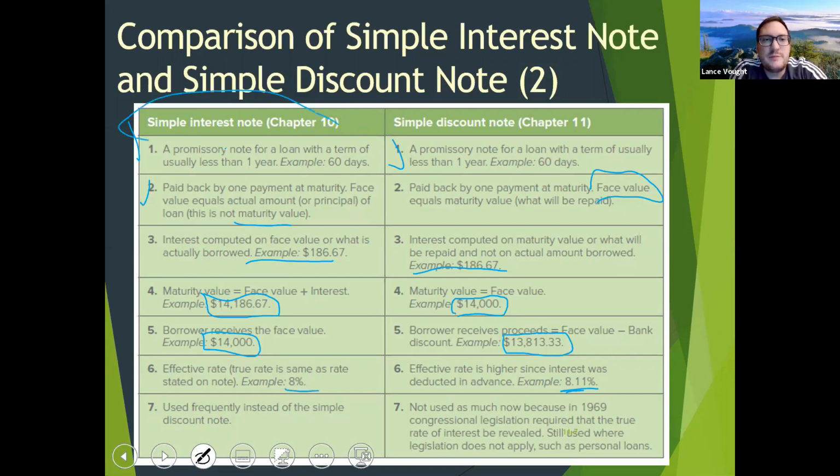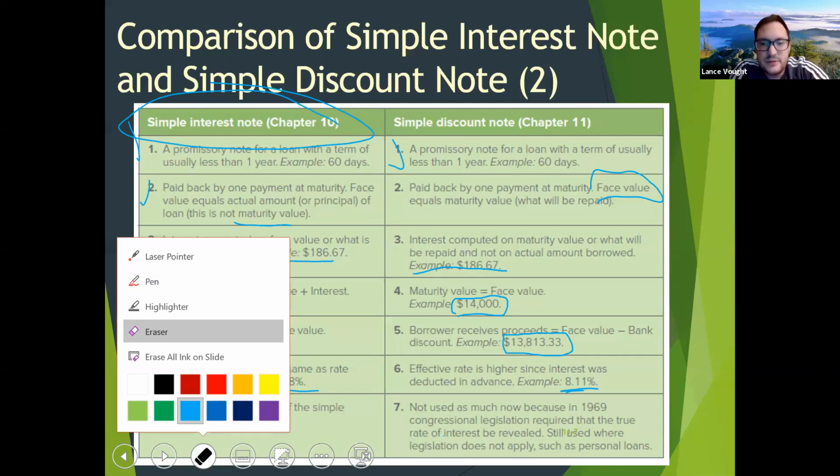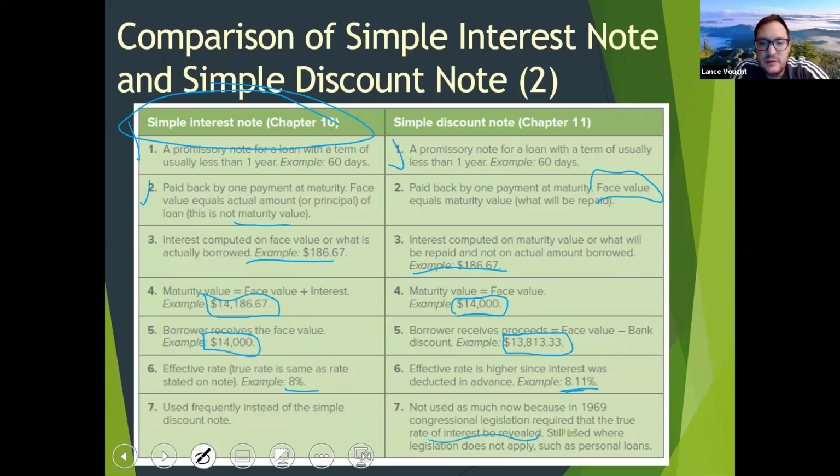This is the common way in which it's done these days because you have to know the rate of interest and it's not 100% clear. If the interest is deducted, technically your effective rate is higher. So it wasn't accurate. Personal loans and things like that may still use this simple discount note option.